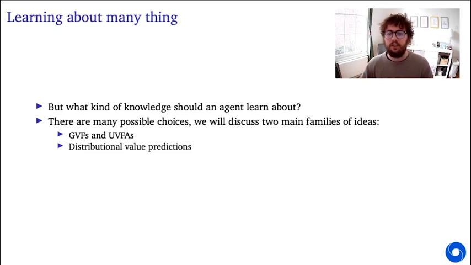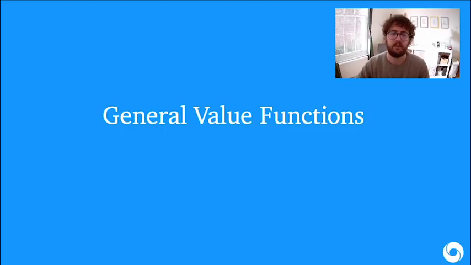And since representation learning is not a problem that is exclusive to RL, we can also tap into supervised learning literature for some inspiration. But among the many possible ideas that can help build these representations, I want to focus on two families of ideas that have attracted a lot of interest among RL researchers in the past years. And these are general value functions and distributional value predictions. So let's start with the first, general value functions.